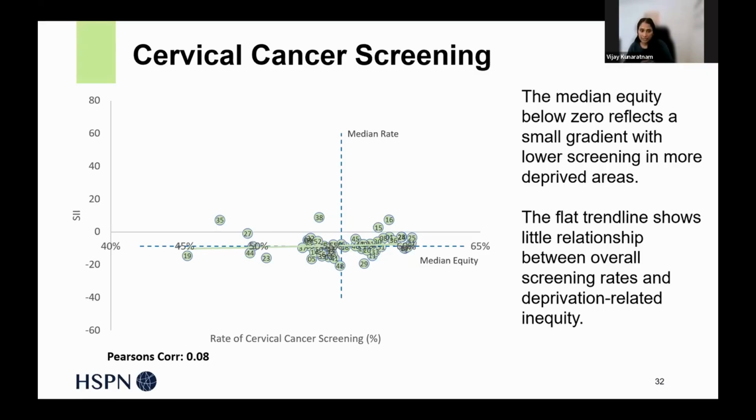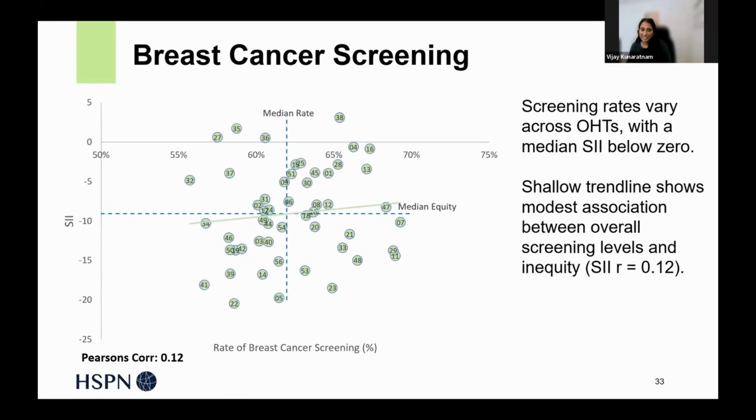Another interesting thing about this graph is that there isn't much variability on the y-axis. Any variability we're seeing is along the x-axis, and the trend line is mostly flat, kind of blending in with the horizontal axis. So it's showing us that differences in overall cancer screening rates are not necessarily associated with deprivation-related inequity. There may be other factors at play here. Looking at breast cancer screening, this is telling a slightly different story than our cervical cancer screening. Whereas PAP was clustered at the median, here you can see OHTs are more spread out.